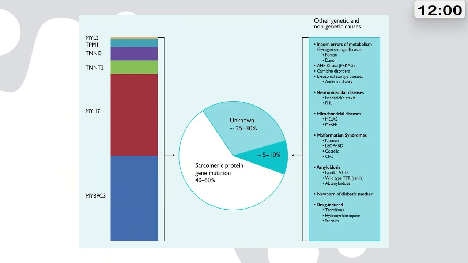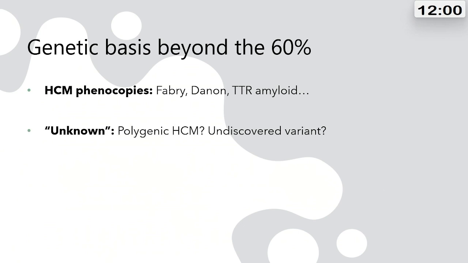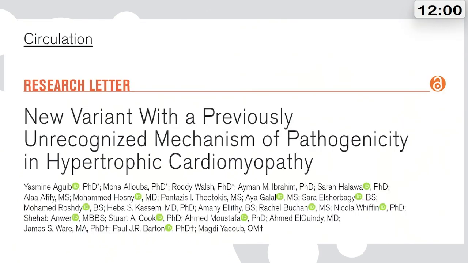But even beyond the 60%, the other 40% could also have a genetic basis. HCM phenocopies, these are diseases that present with an HCM phenotype, such as Fabry and Danon, also have a genetic basis. Even the unknown sector, this could be something called polygenic HCM, where there is no frank single gene that's causing the HCM, but it's smaller and weaker genes, but the combined effect of them causes the HCM. Or it just could be an undiscovered variant. And like I said before, the more and more we discover newer variants, the smaller the unknown sector is going to be.